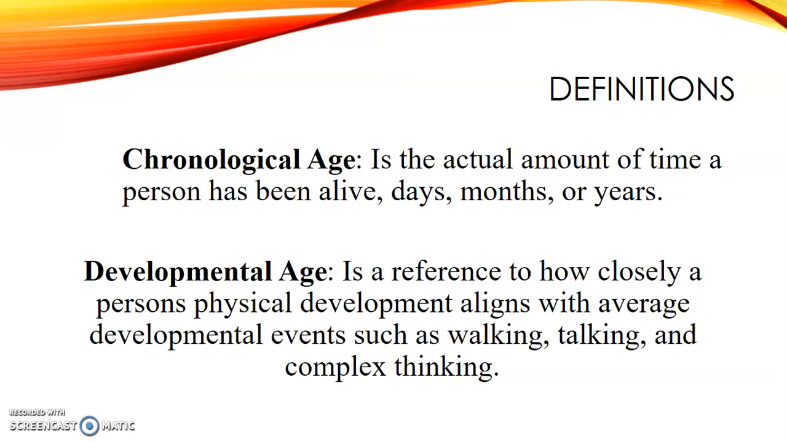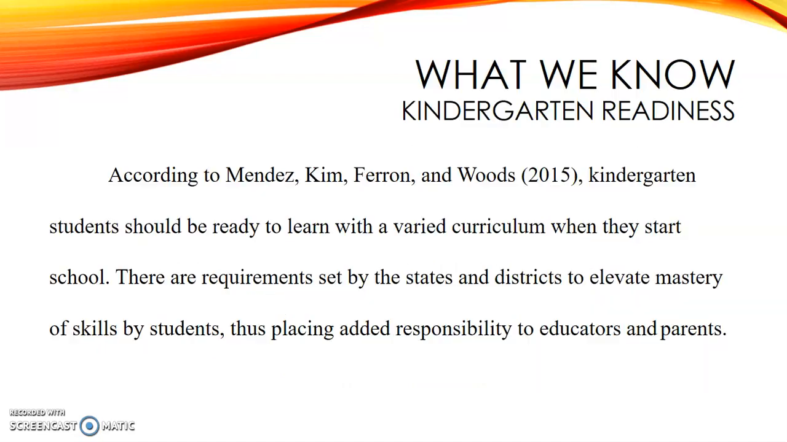Going to go into definitions. Chronological age is the actual amount of time a person has been alive: days, months, or years. So at some point, we're going to be looking at the age of the person. Developmental age is a reference to how closely a person's physical development aligns with average development events such as walking, talking, and complex thinking. This is where it dives into more of the testing, developmental testing, to see where students are at when they are ready for the kindergarten process.